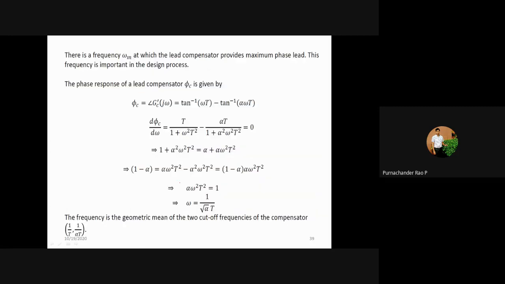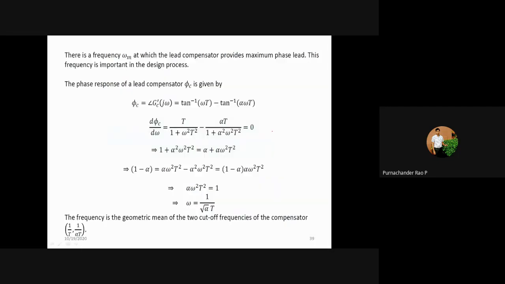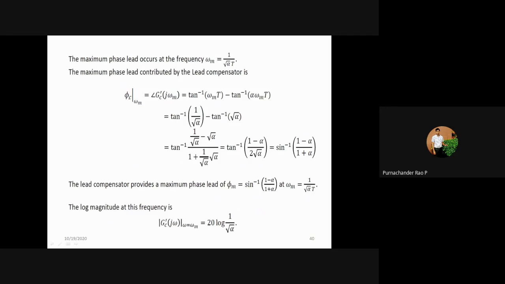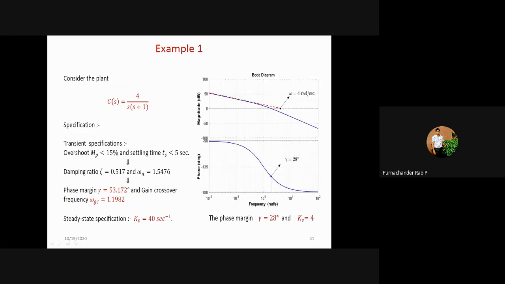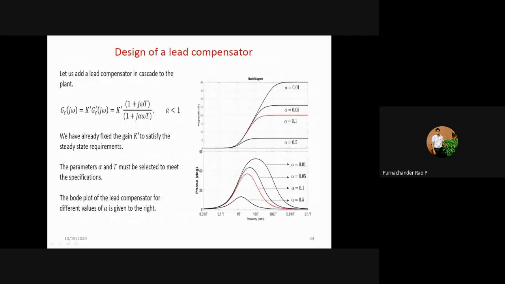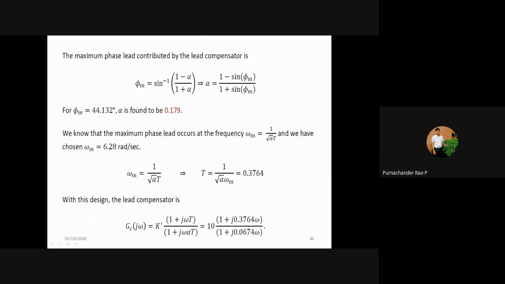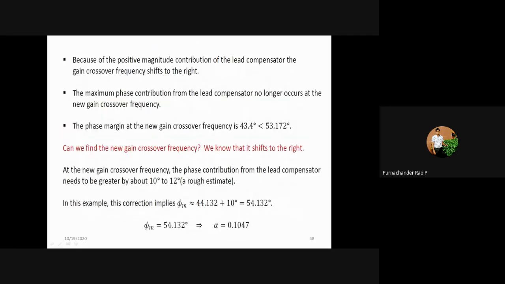This can be obtained with the help of your phase angle. This is the maximum compensated angle, and the omega at which your phase angle reaches this value can be obtained. Here this is phi c at omega maximum. This is a formula problem. How can we solve it? The design procedure: choice of alpha and T, and the new Bode diagram.